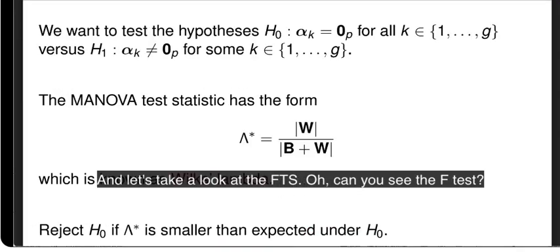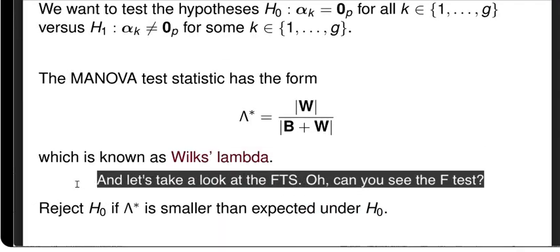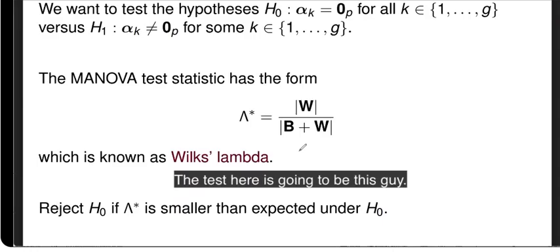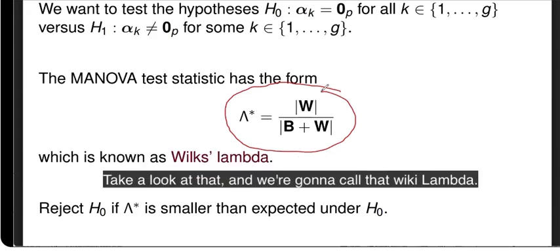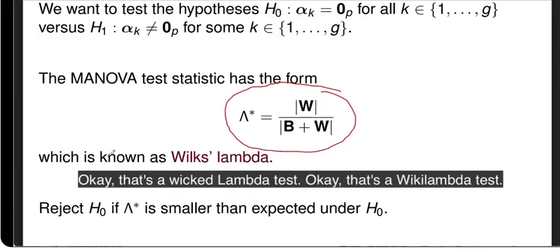Can you see the F test? The test here is going to be the ratio of the generalized variance, that is the determinant of within, divided by the determinant of the total. Take a look at that. And we're going to call that Wilks' lambda. That's a Wilks' lambda test.